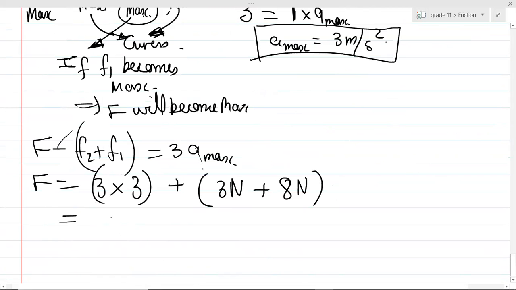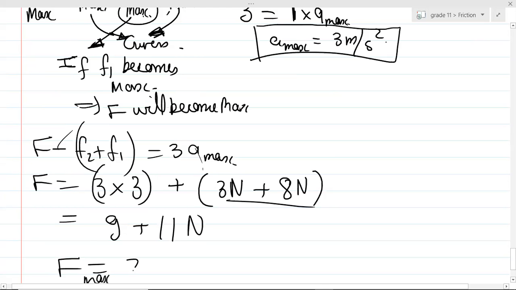So ultimately 9 plus 11, that is 20 newton. And can you see from here the maximum force which can be applied so that both the blocks move together is 20 newton.